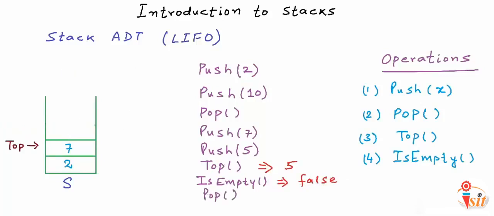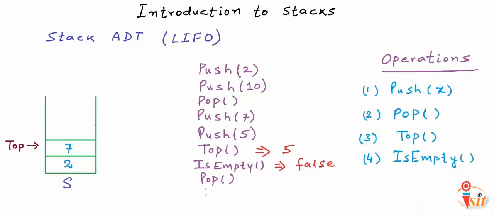As you can see, the element, the integer which is coming last, is going out first. That's why we call stack last in first out data structure. We can pop till the stack gets empty. One more pop and stack will be empty. So this pretty much is stack data structure.